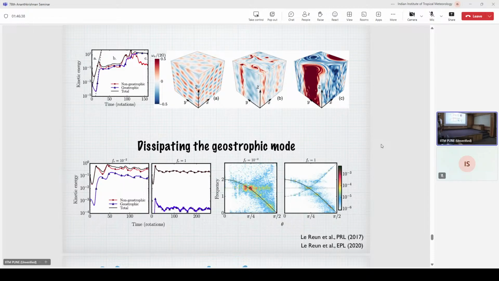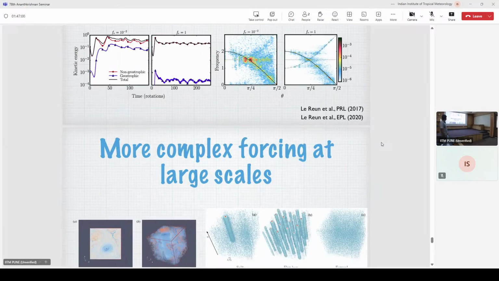So if you initially are exciting just waves, which is called the non-geostrophic component, after some time it actually excites the vortices, and you have a mixture of these modes. What you can do is introduce some artificial friction, or a large scale damping term. And if you do that, you can actually damp out all the geostrophic modes, and then you can get energy back onto these dispersion curves that I'm talking about, right?